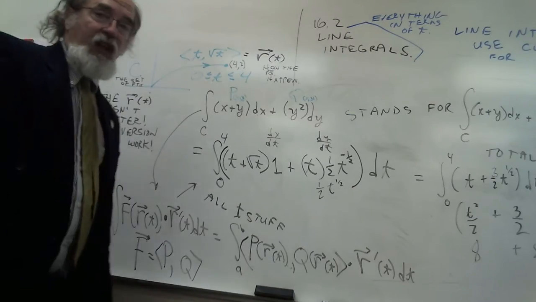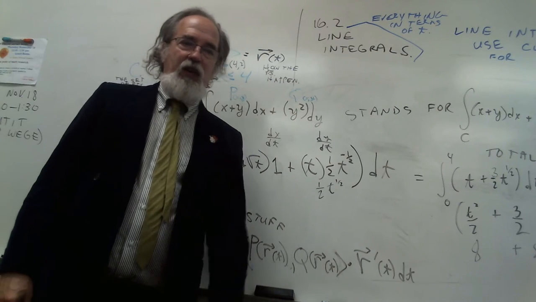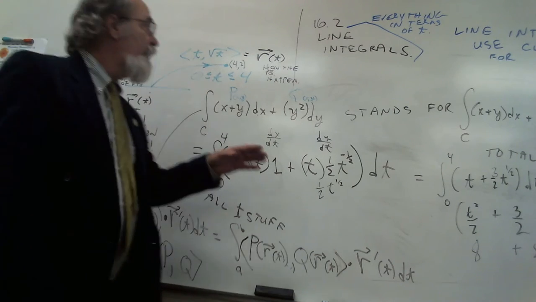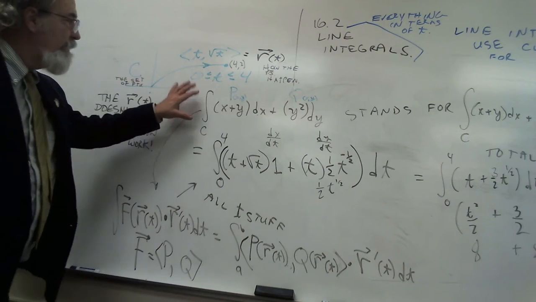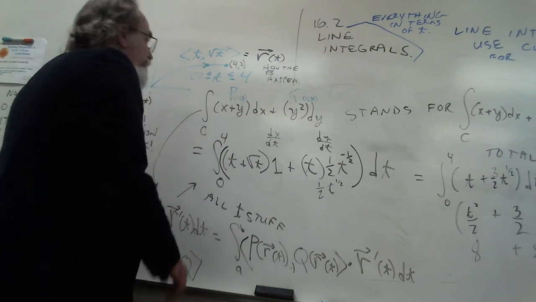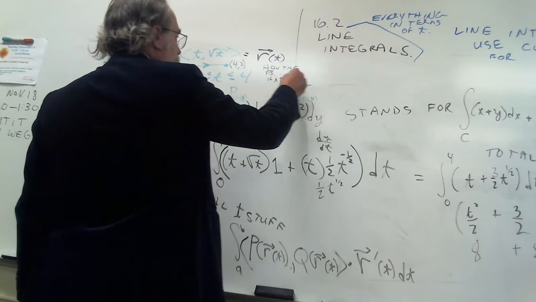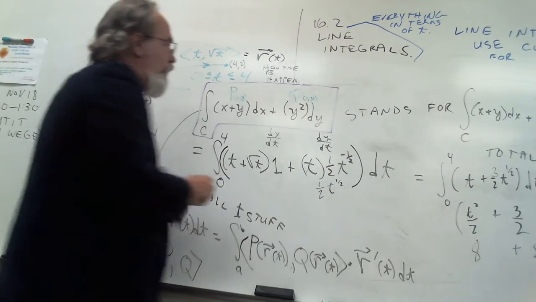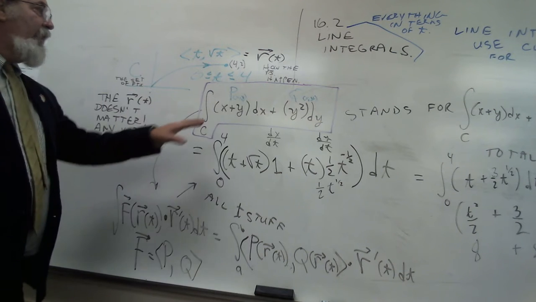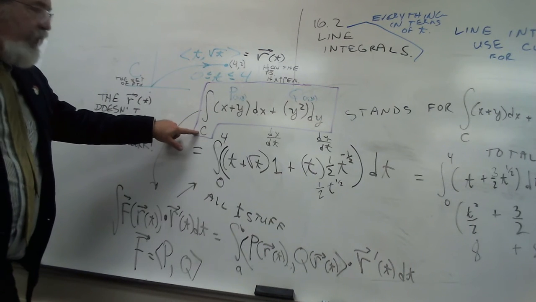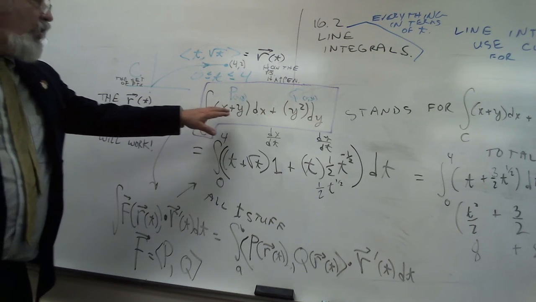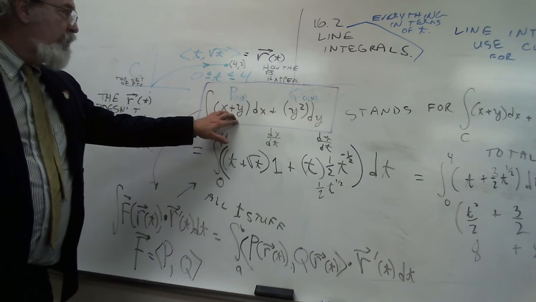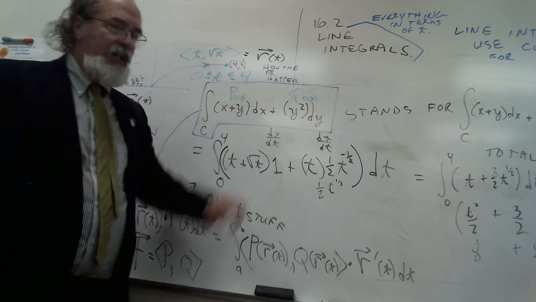So here are the kinds of line integrals we're going to do a lot of, and they're the work ones. They're the ones that give you work. So here's what's going on. This is our problem right here. What we're computing is the work it takes to travel the curve C along a vector field that is x plus y, comma, y squared.